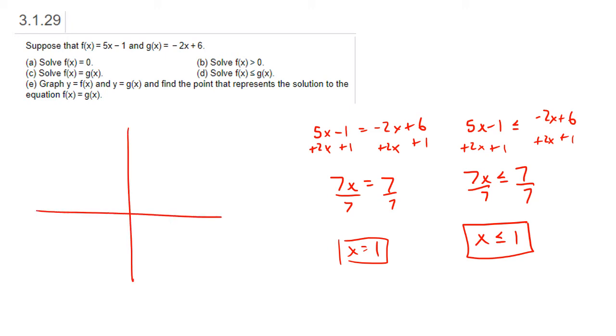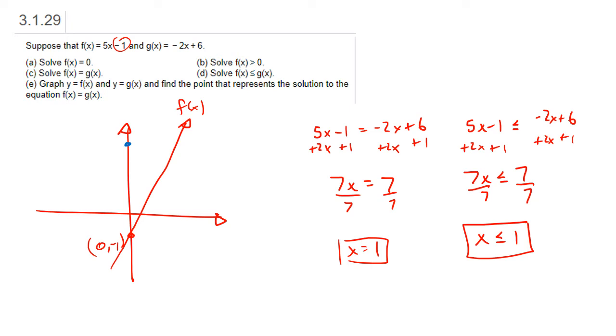So here are our axes. F of x has an intercept of minus 1 and a slope of 5. So every time I move right 1 unit, I go up 5 units. So it's going up quite quickly. Okay, so here is f of x. G of x, on the other hand, has an intercept of positive 6 way up here, but a slope of negative 2. So every time I move right 1, it goes down by 2.